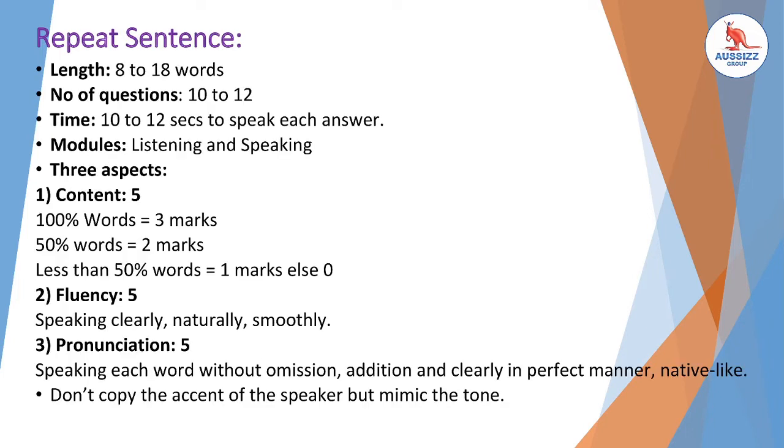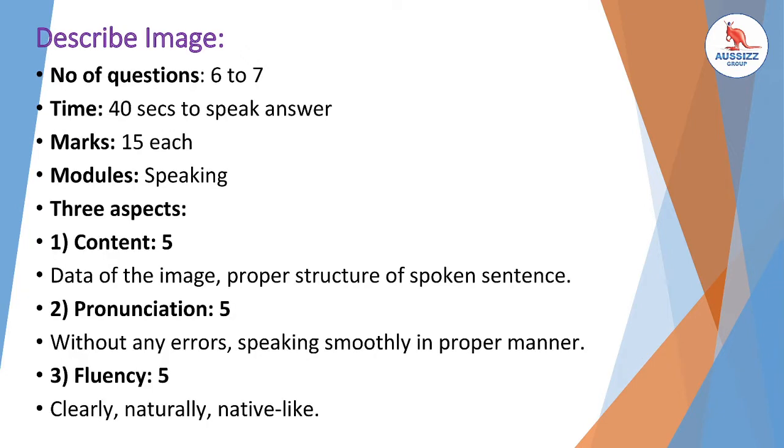Next is repeat sentences, which is also an integrated task, which means it gives the score for listening and speaking both, and it will have approximately 10 to 12 questions, each of them being around 10 to 12 seconds. You just have to listen to the sentence and speak it out, and that's why listening and speaking are the skills. If you want to secure a good score in speaking, here once again fluency and pronunciation must be the best, and if you want to secure a good score in the listening module from repeat sentences, the content must be just perfect.